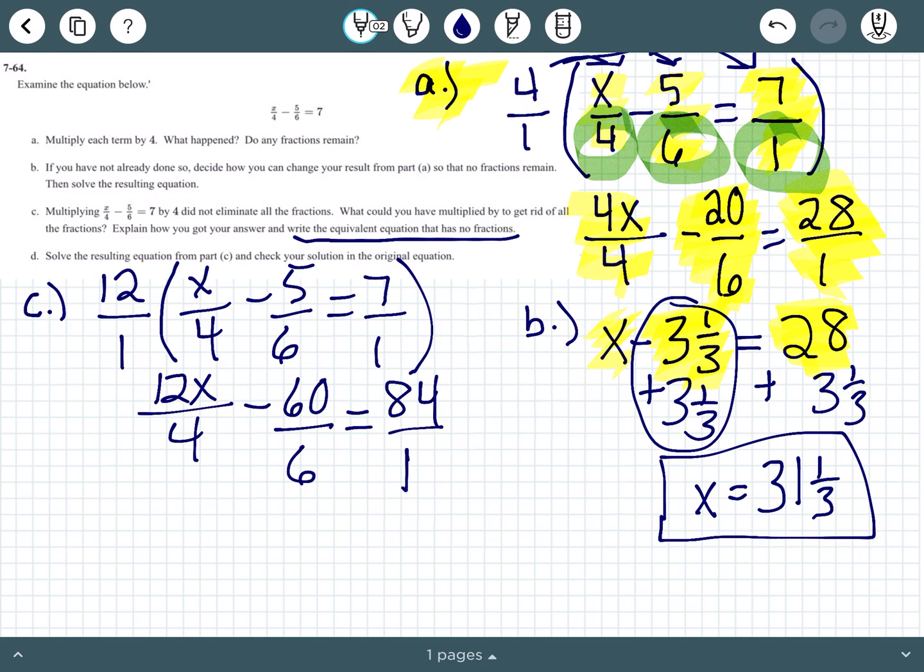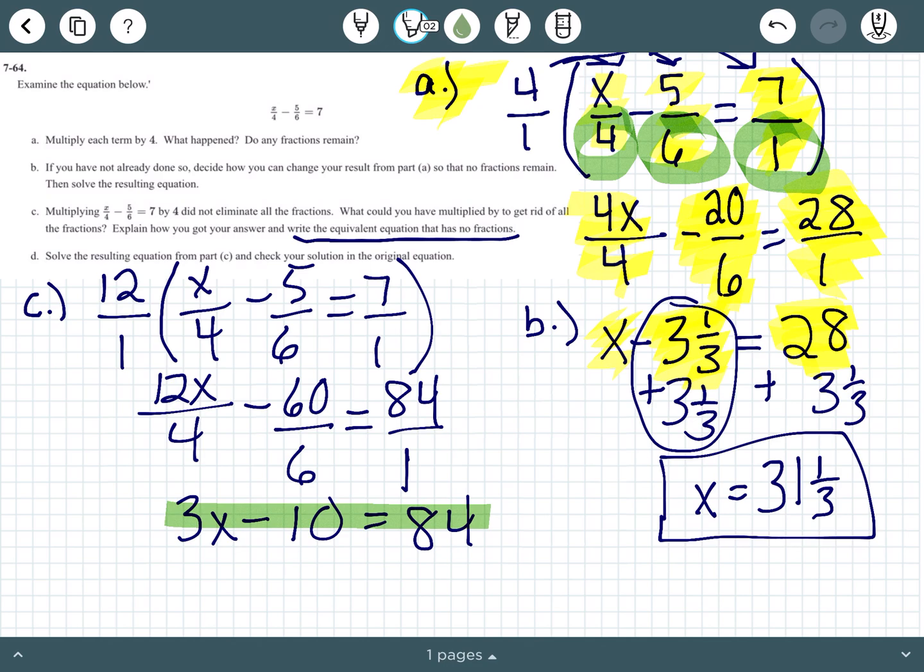Alright, so we still have fractions in this step, but let's remember that we can use that fraction bar as division. So 12x divided by 4 would give me 3x minus 60 divided by 6 equals, and then 84 divided by 1 is 84. So this is our new equivalent equation that has no fractions.